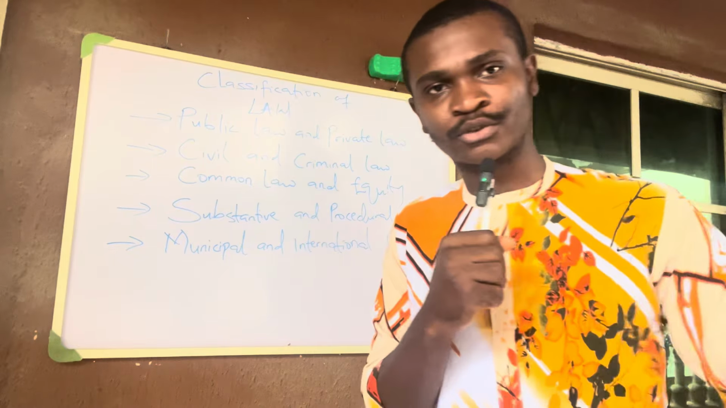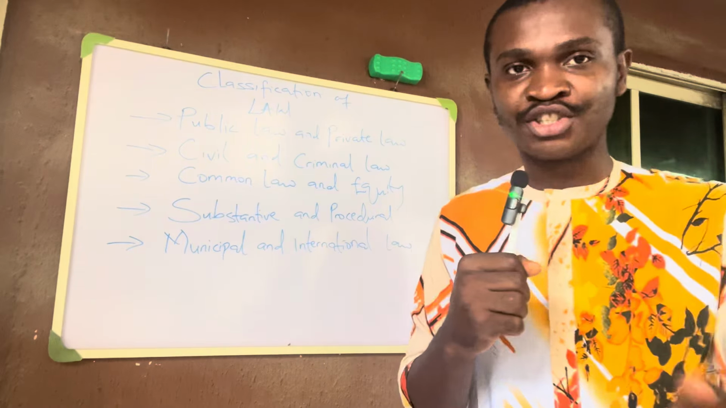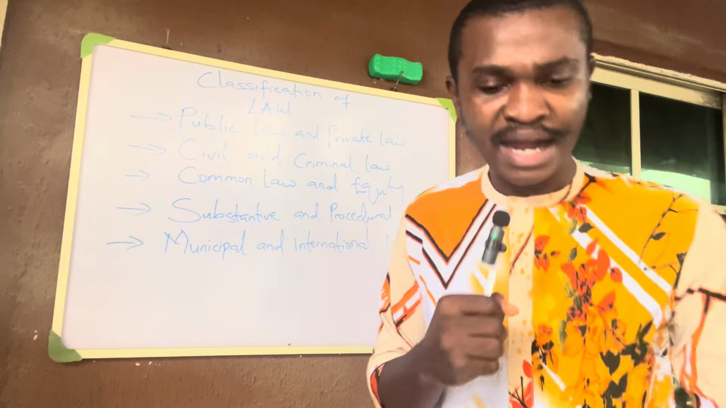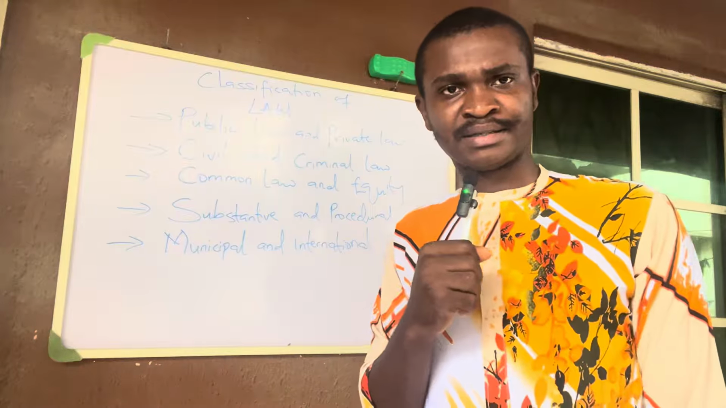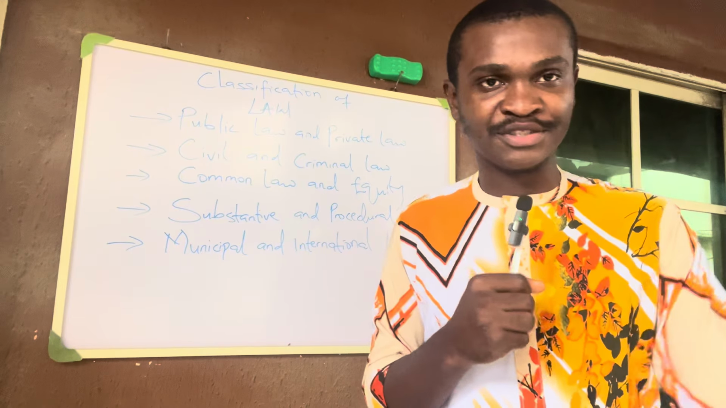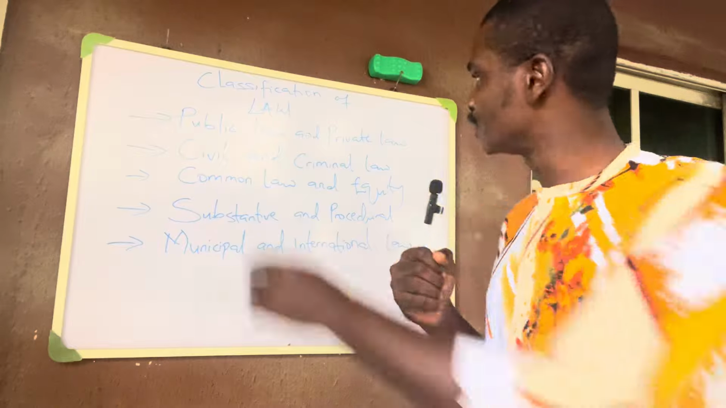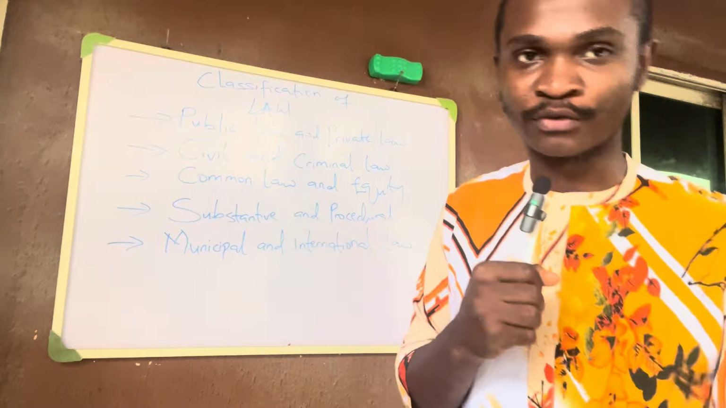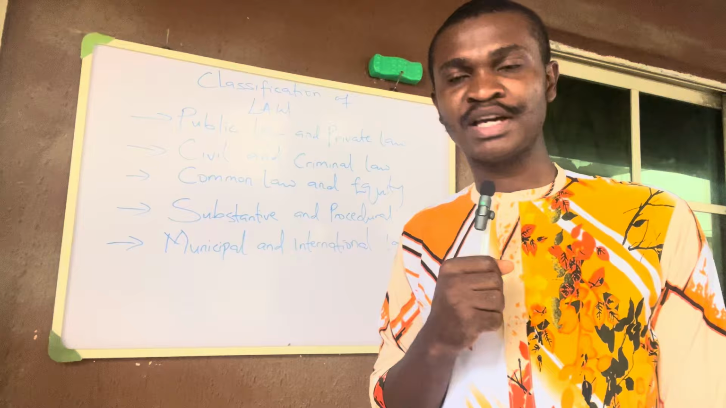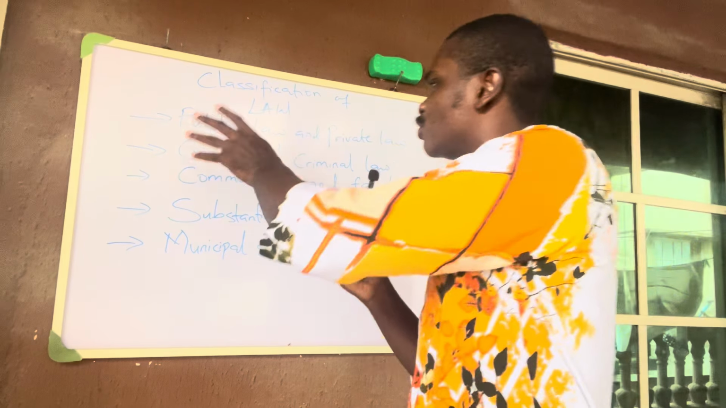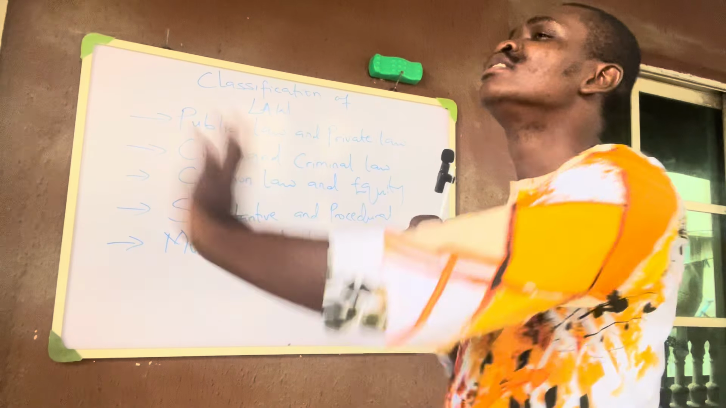Law of contract. We have law of tort. Tort is civil wrong. T-O-R-T. Civil wrong. You defamed me. You seized my goods. That is private law. Law of tort. So, public law, government. Private law, citizens.